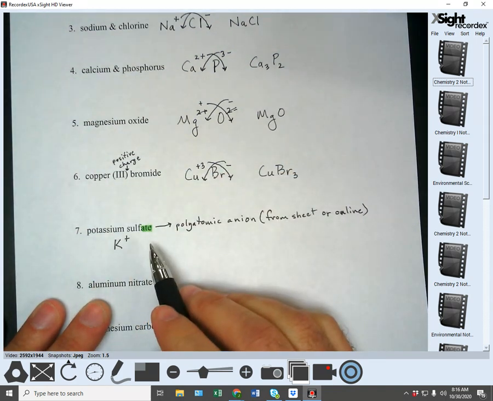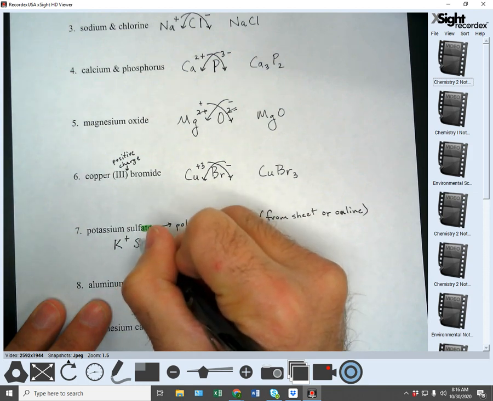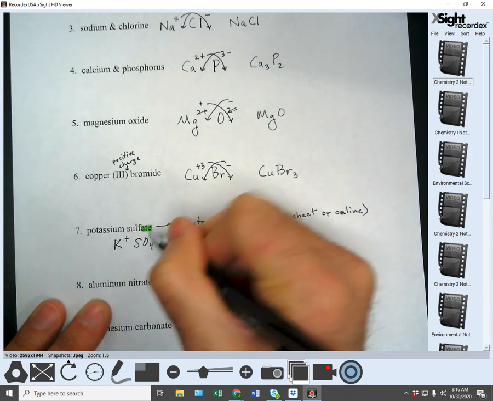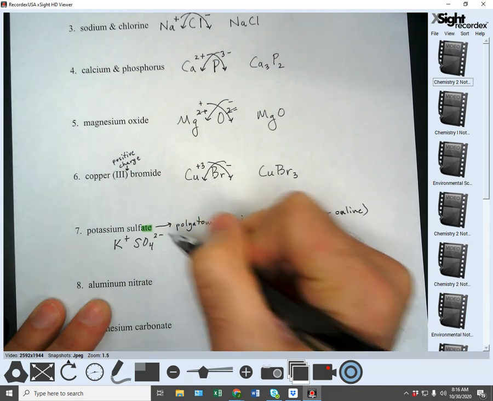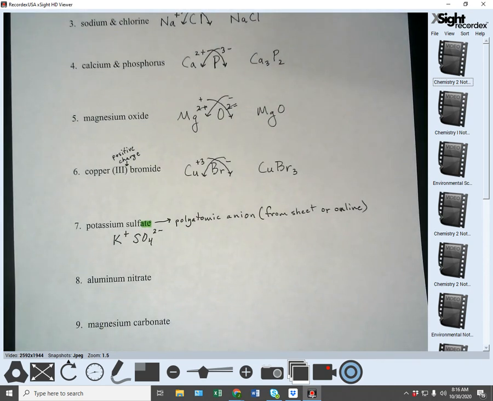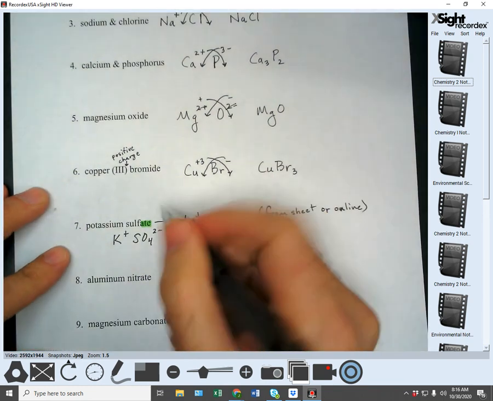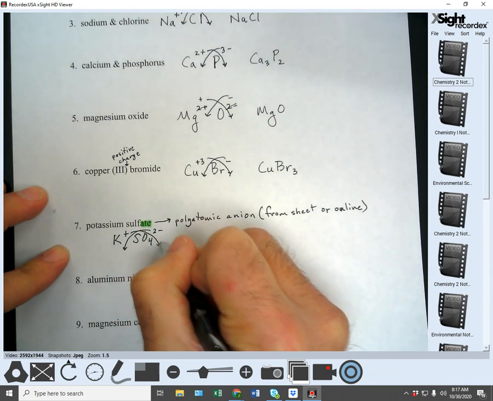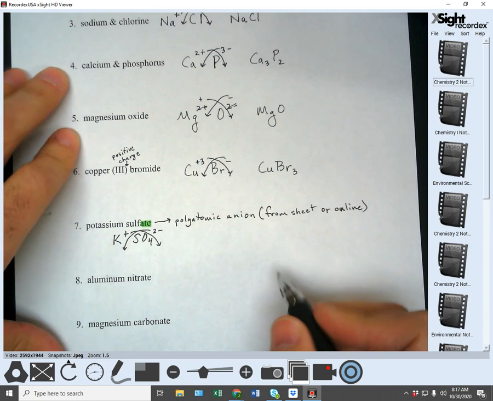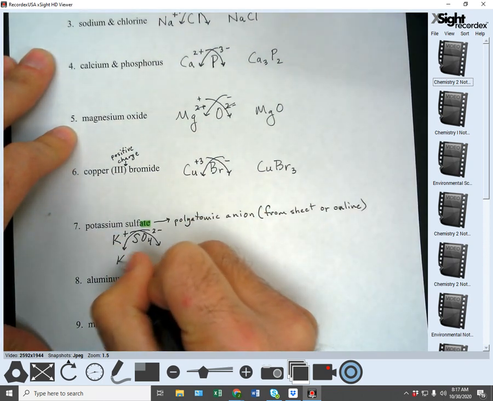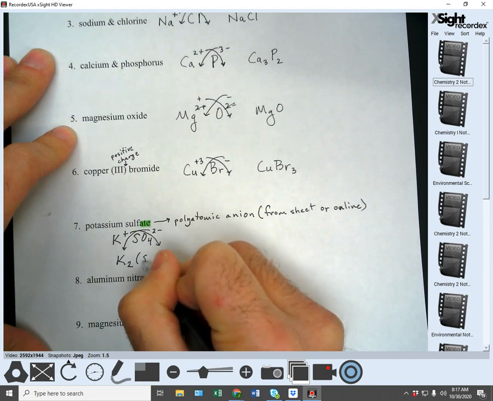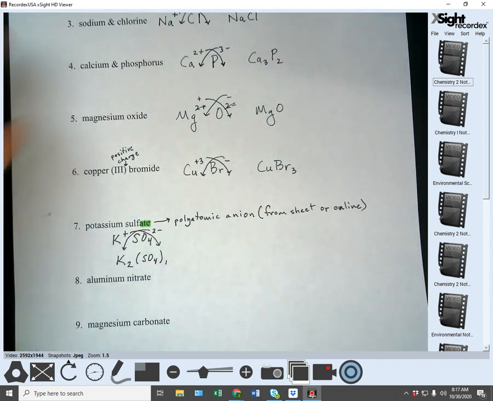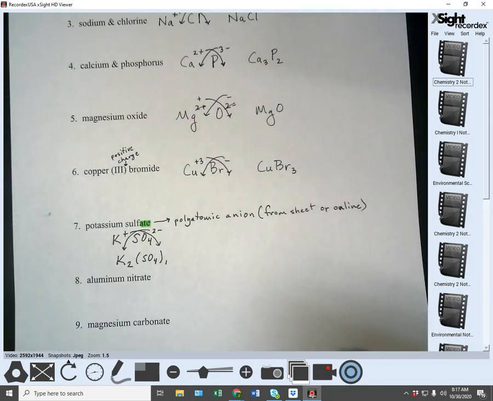And sulfate, you'd have to be given or look it up, and I'm telling you what it is. It's SO4, 2 negative. Okay. So we cross down. Okay. And we would get K2 SO4 1, like this, right? Because we're bringing a 1 down from the K.